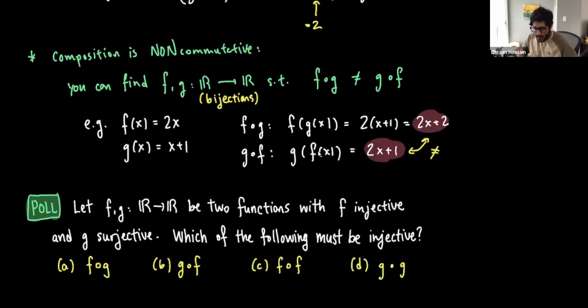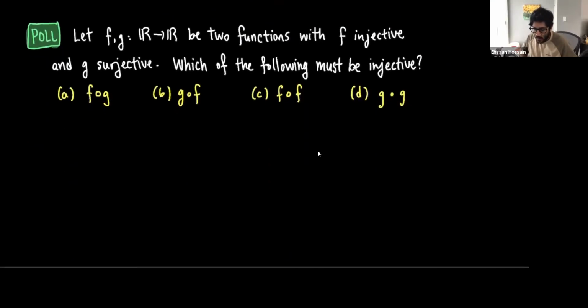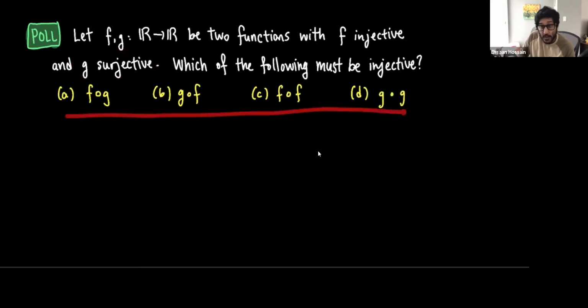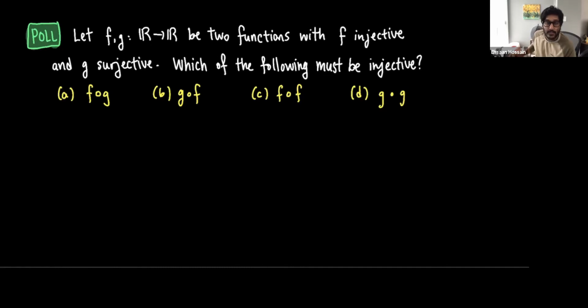Let's go to this last poll question here. So I have two more functions, f and g, from R to R, and assume that f is injective and g is surjective. Which of these four functions here can you conclude are injective or surjective? And this might take a little time. So let's get question 3 going. Which of these functions must be injective?